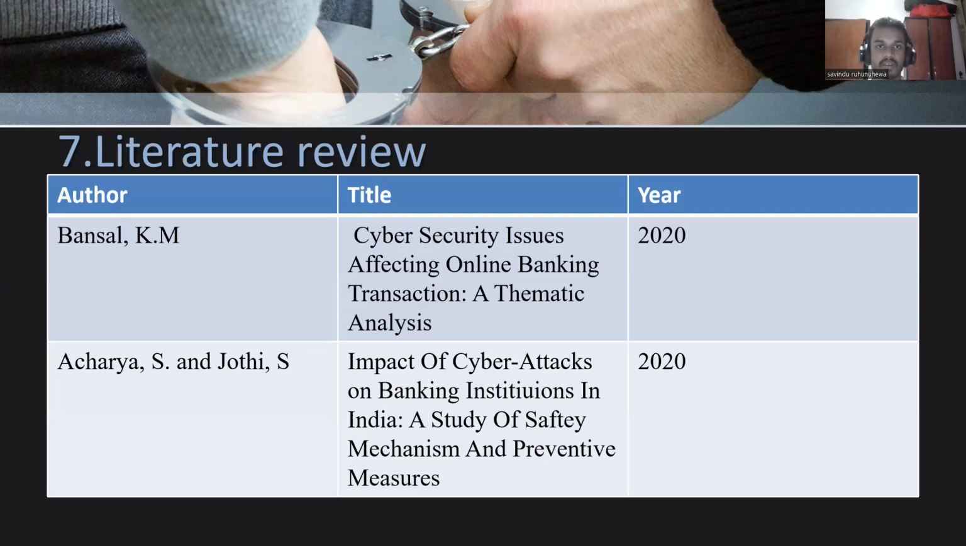Literature review. The literature review suggests that cyber threats have a significant impact on online banking transactions. Cyber threats can compromise the confidentiality, integrity, and availability of online banking systems, leading to financial losses for banks and their customers. Various types of cyber threats have been identified, such as phishing attacks, malware, identity theft, and SQL injection. These threats can be mitigated through various security measures such as encryption, two-factor authentication, firewalls, and intrusion detection systems. These are the literature reviews.